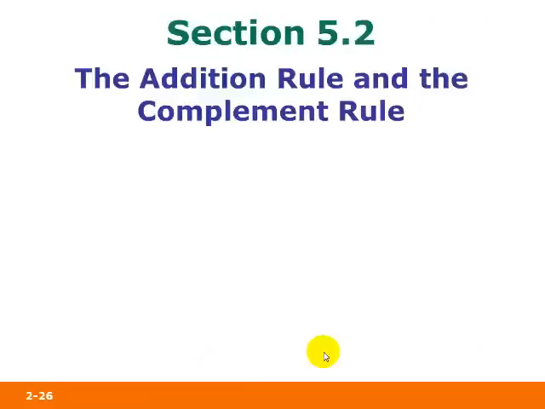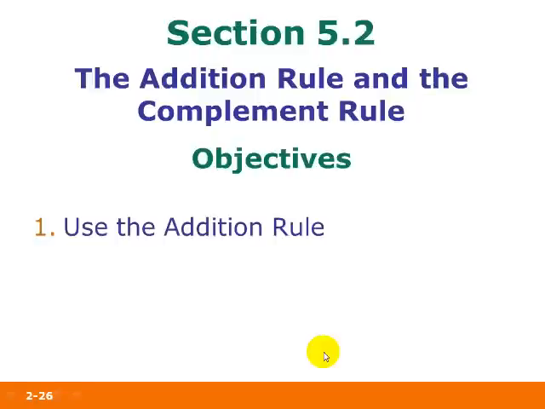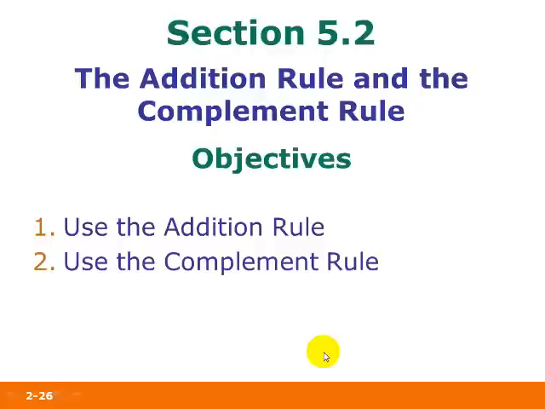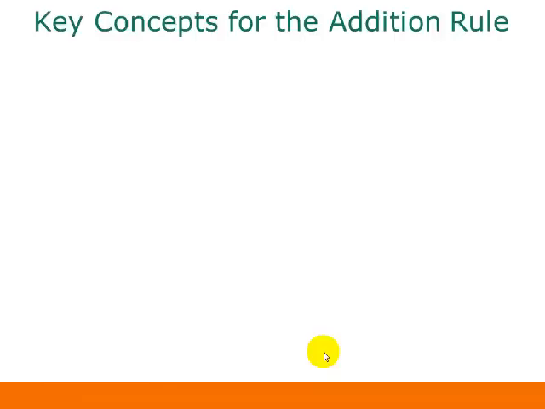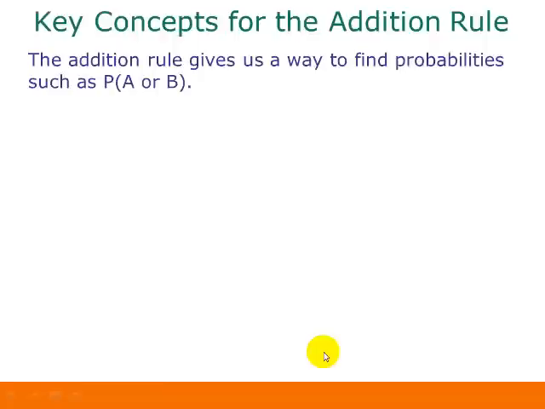Section 5.2 is about the addition rule and the complement rule. The objectives in this section are: 1. Use the addition rule. 2. Use the complement rule. So objective 1 is to use the addition rule. Here are some key concepts for the addition rule. The addition rule gives us a way to find probabilities such as the probability of A or B.